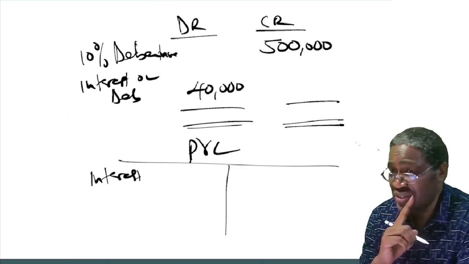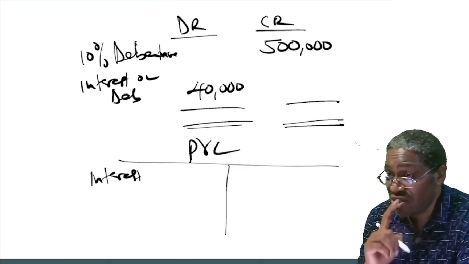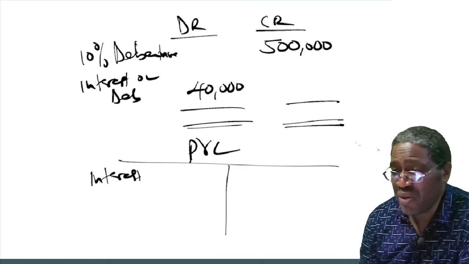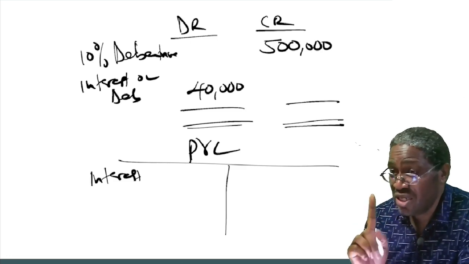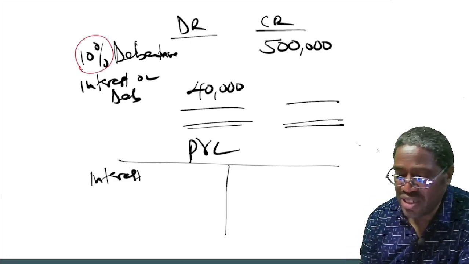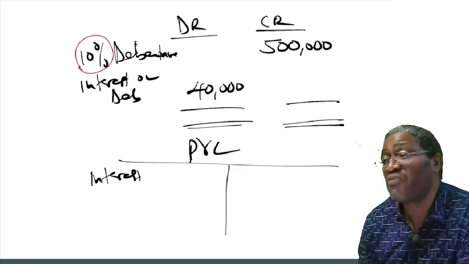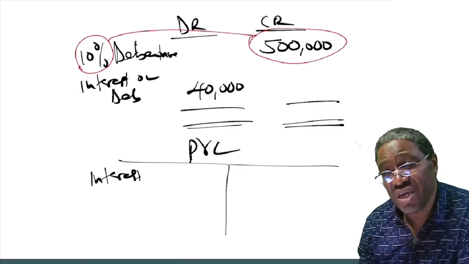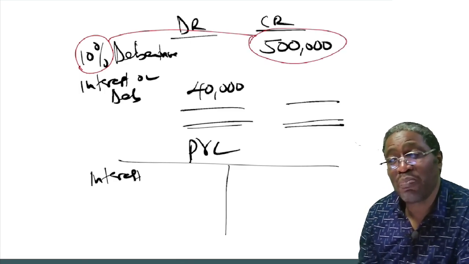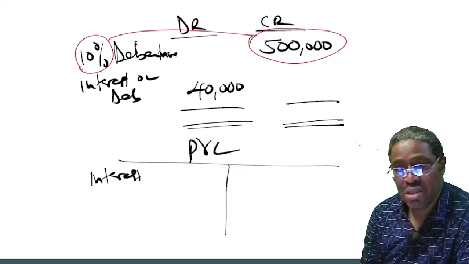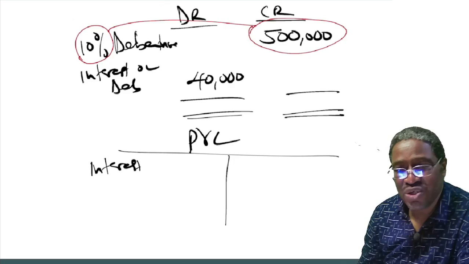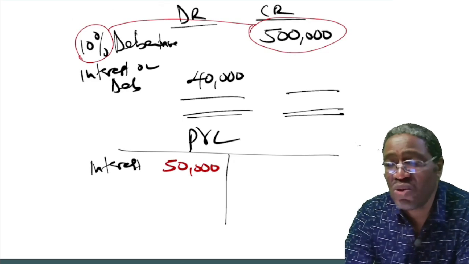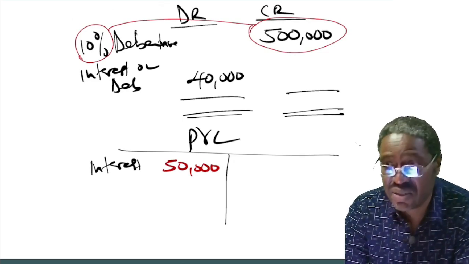Now let me explain it. When you are given a trial balance like this, every year your company was supposed to pay back the debenture holders at an interest of 10%. So 10% of 500,000, every year, is 50,000. That's what you normally charge in the income statement.